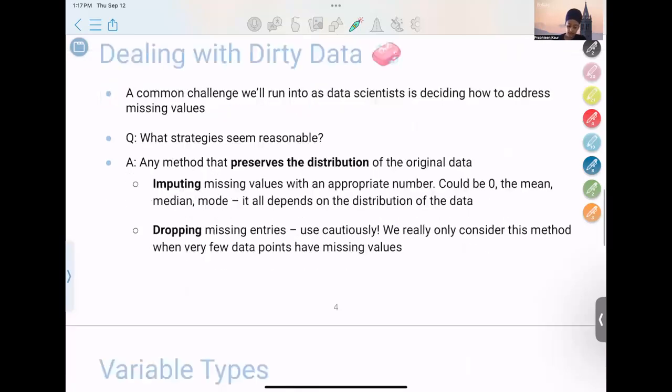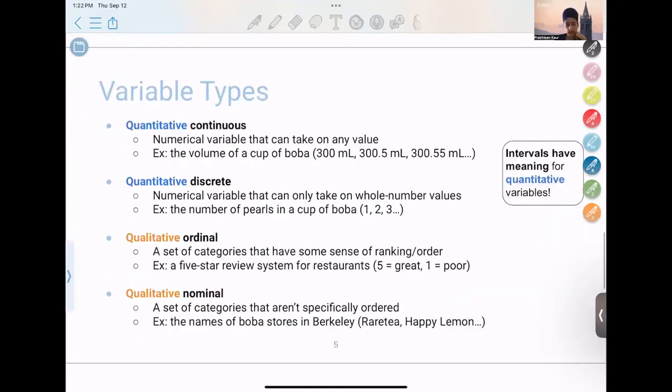Okay, let's continue. Let's move on to variable types. This is another thing you want to think about when looking at your data. The main two categories we have are quantitative and qualitative. Quantitative, right? Quantities, numbers, that's normally what you want to think of. The idea is that these numbers have a very numerical meaning, that the distance between the numbers, the intervals, means something.